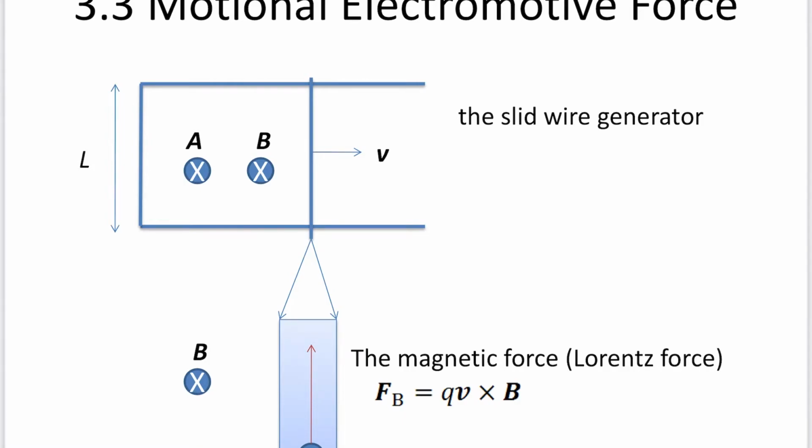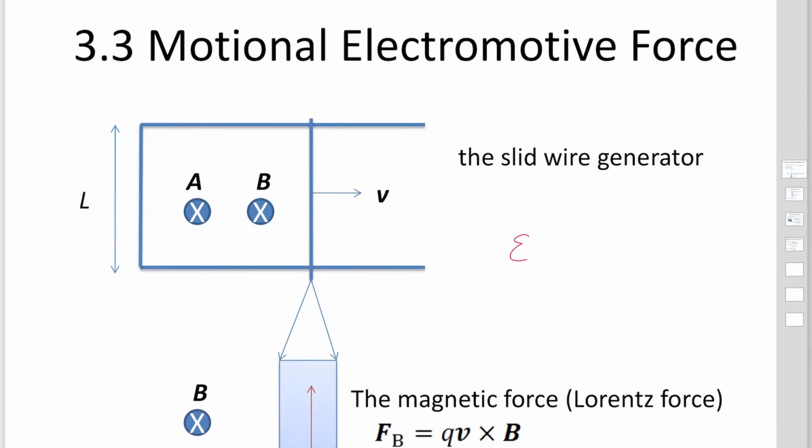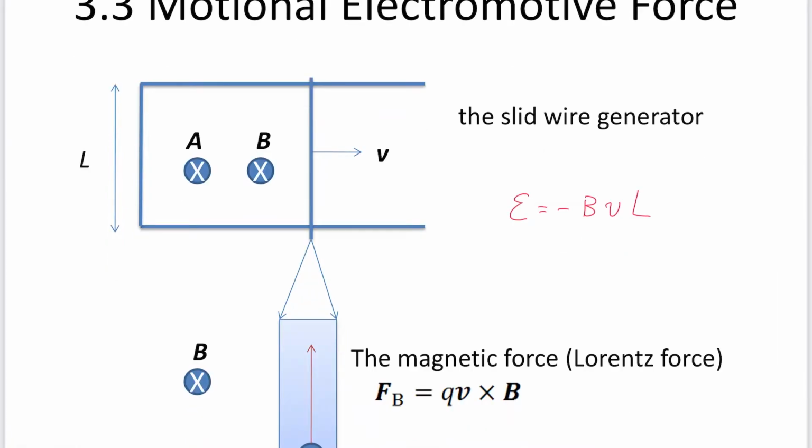Hello everyone. In this session, I'd like to explain the motional electromotive force. The figures show the slit wire generators. So we solve the induced EMF by the slit wire generators. Epsilon is given by minus B velocity times L, where L is the length of the slit wires. The induced EMF can be explained with a Lorentz force.